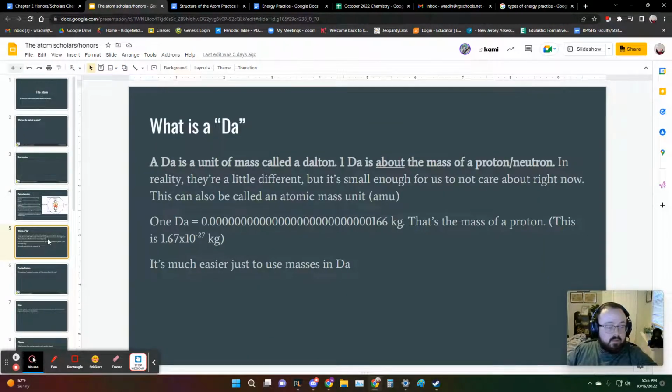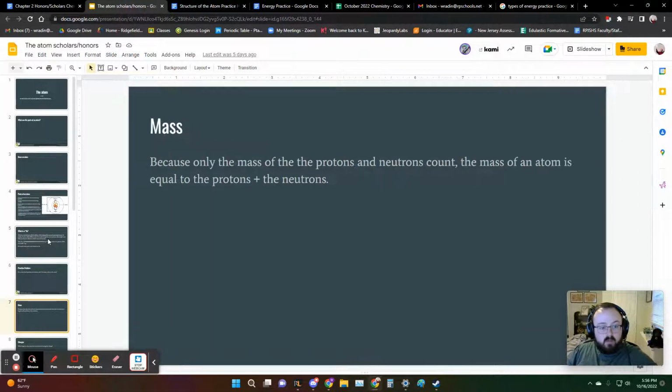This is just what a Dalton is, why we're using this measurement. The mass is equal to the protons plus the neutrons. So this is one of those two formulas that you're going to need to know. And I'm going to use mass as m is equal to protons plus neutrons.